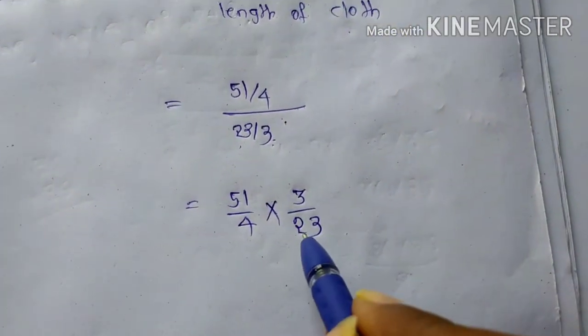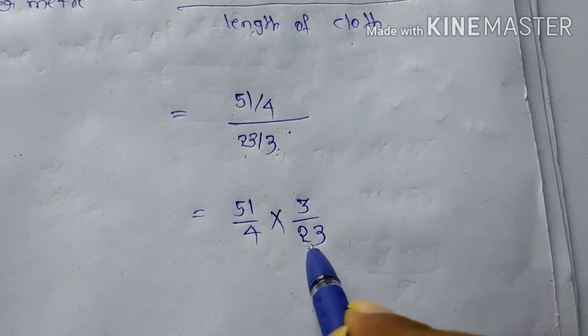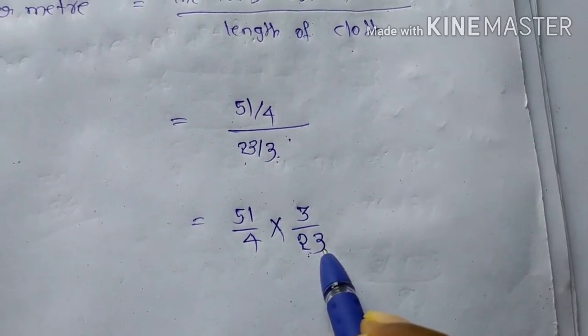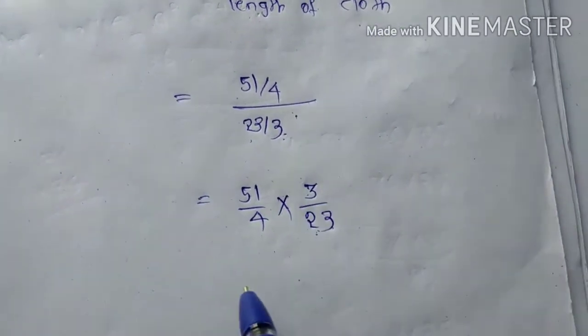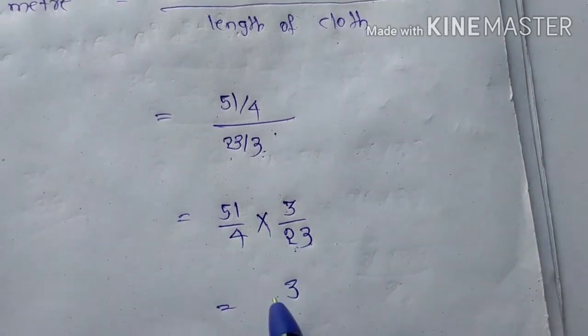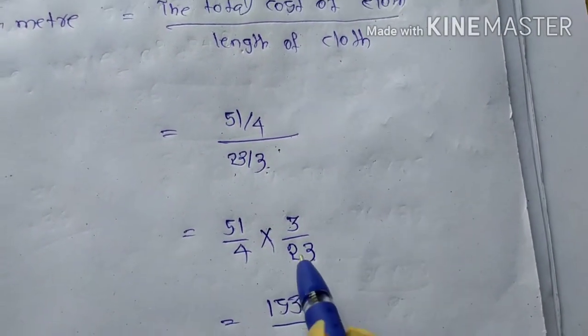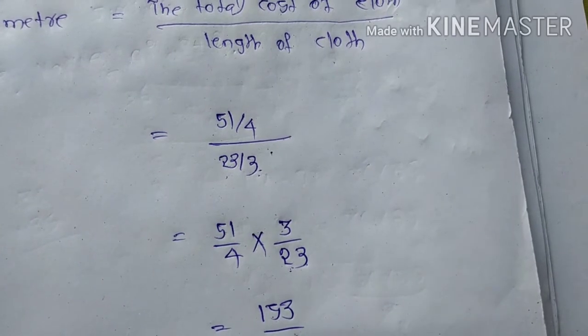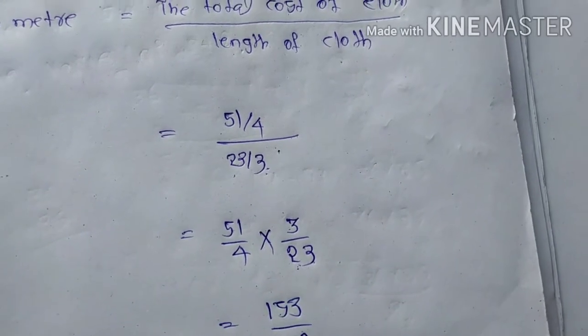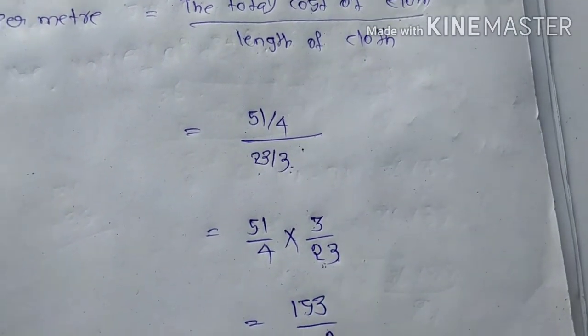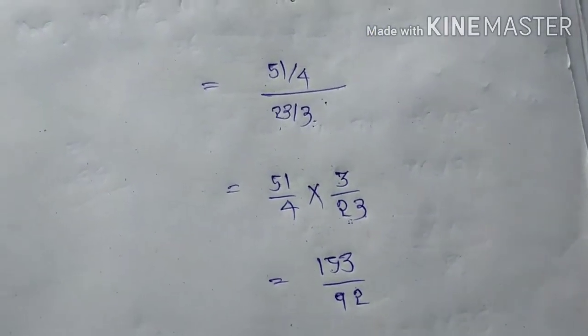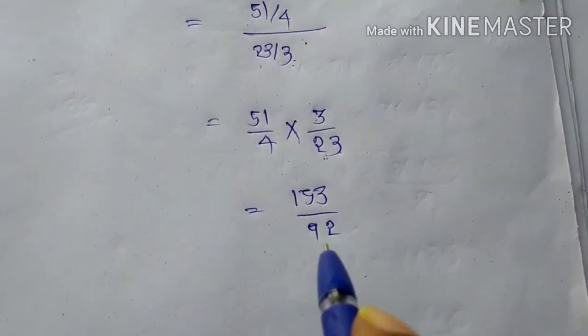If there is any possibility, you can simplify it. Is there any chance to simplify? It's not possible. 23 is a prime number, you know that. Here not possible, so I am writing 3 ones are 3, 3 fives are 15. 153 by 4 threes are how much? 12 here. 4 twos are how much? 8 only. 8 plus 1 how much? 92. See here, 153 by 92.